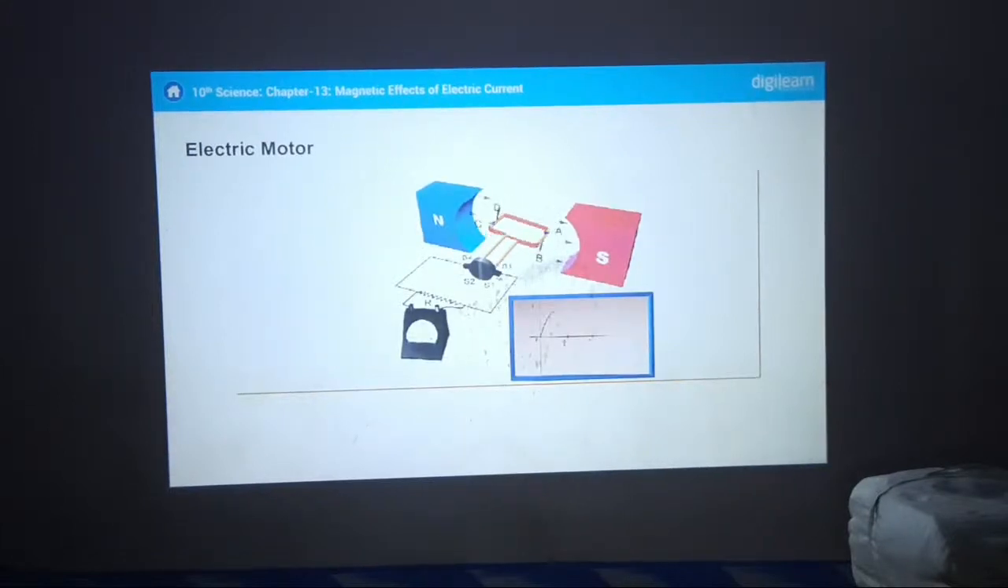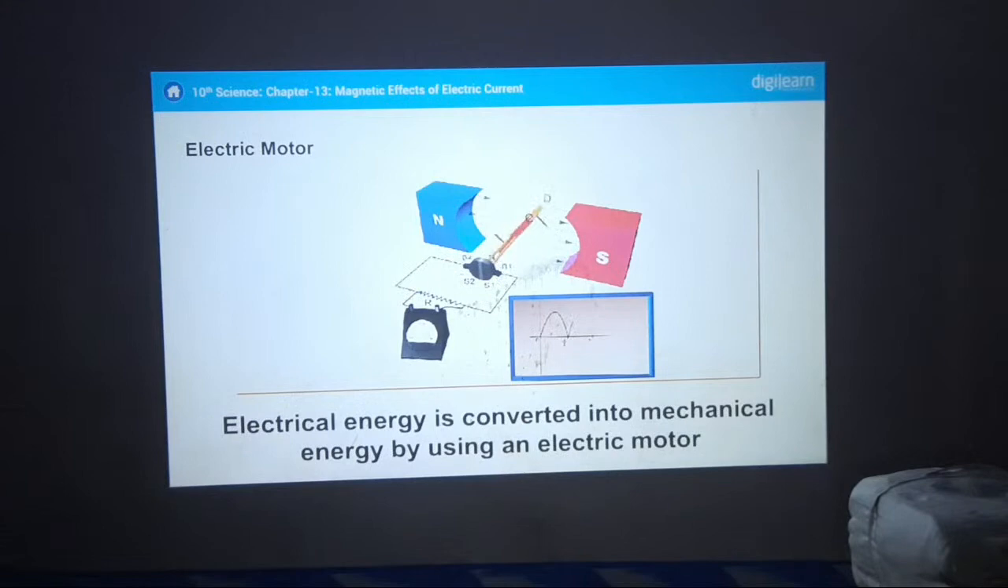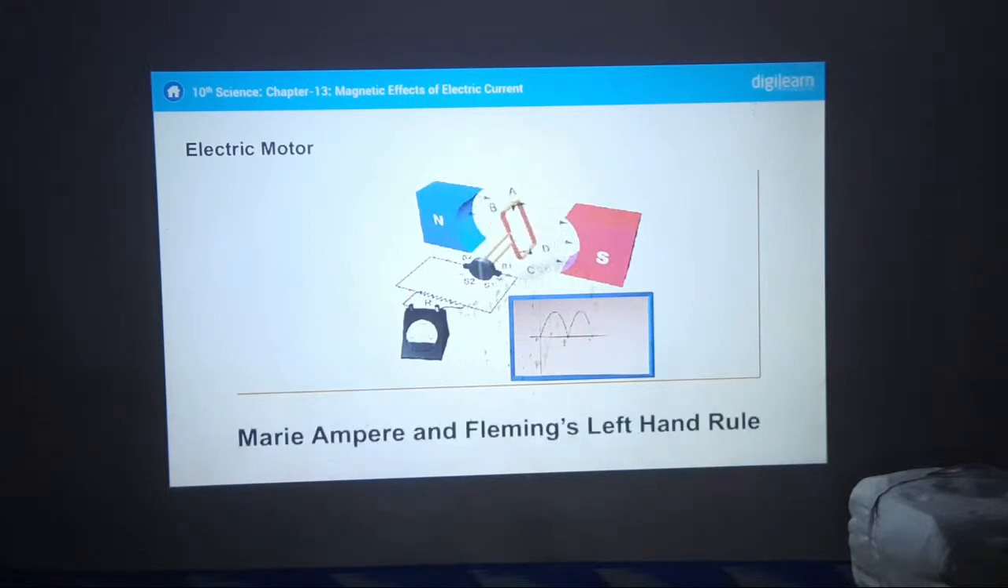Electric motor. Electrical energy is converted into mechanical energy by using an electric motor. An electric motor works on the basis of the rule suggested by Ampere and Fleming's left-hand rule. In an electric motor, a rectangular coil is suspended between the two poles of a magnet. The electric supply to the coil is connected with a commutator. A commutator is a device which reverses the direction of flow of electric current through a circuit.